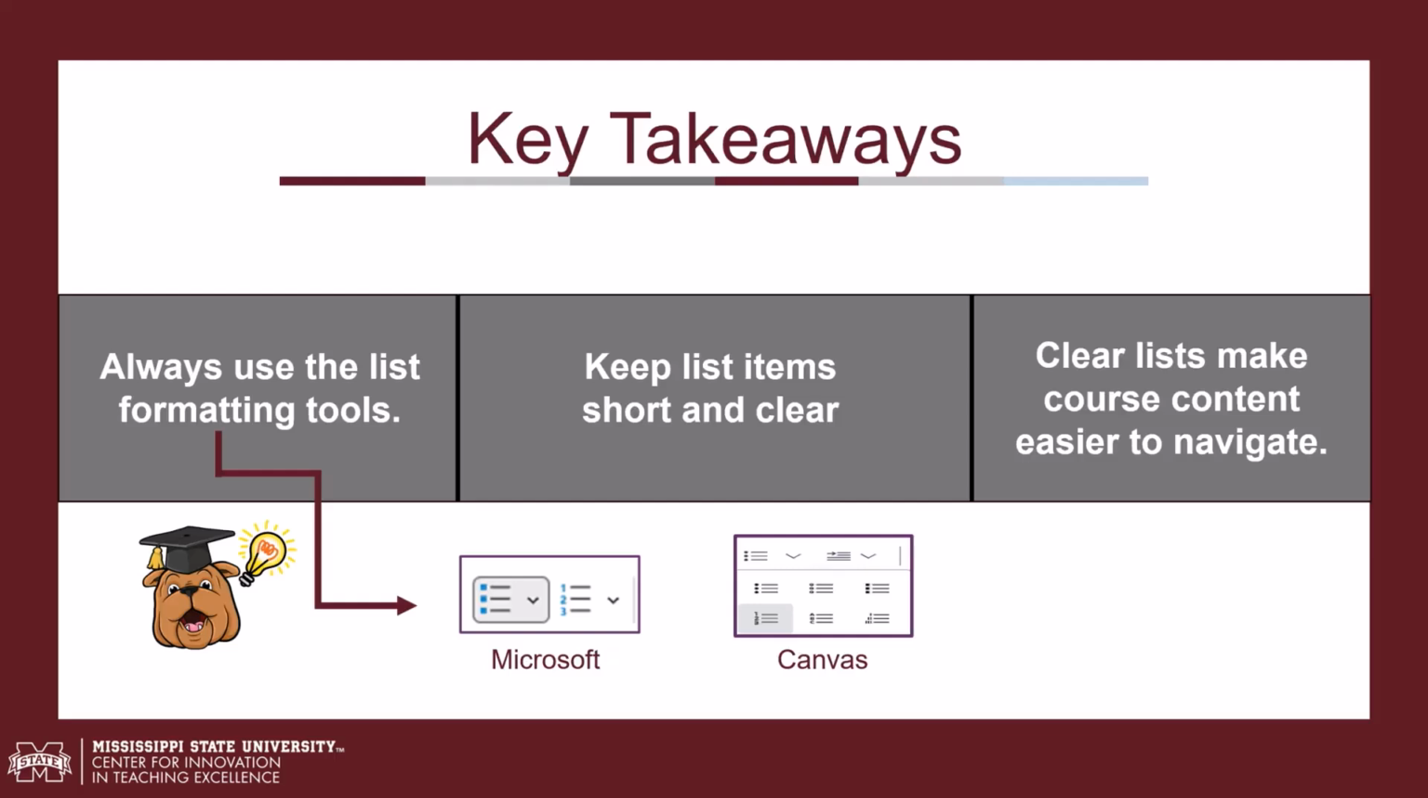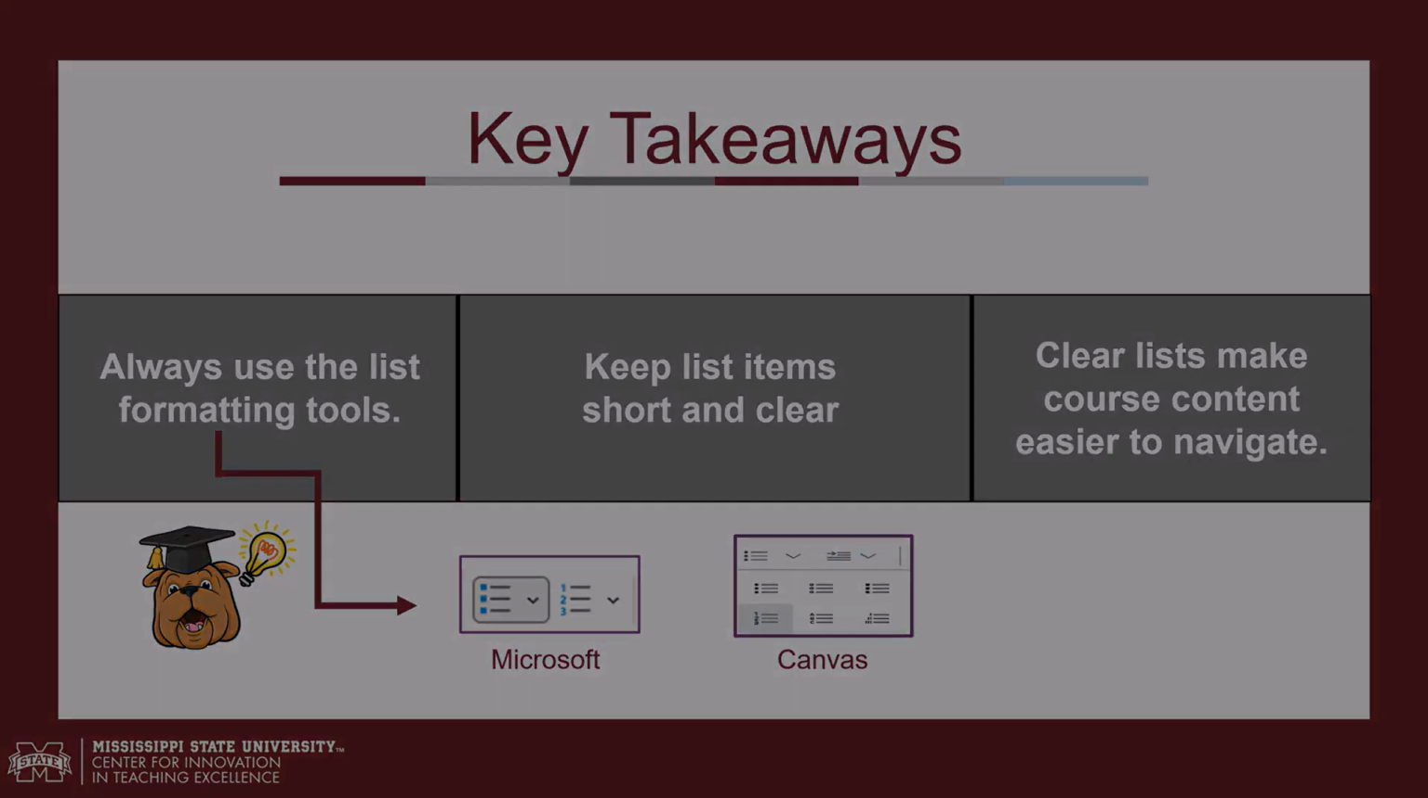Here are the key takeaways. Clear lists make course content easier to read and follow. Use bulleted list for grouped information and numbered list when students need to complete steps in order. Always use built-in list formatting tools instead of typing dashes or numbers manually. Keep list items short and consistent. This helps students scan instructions quickly.